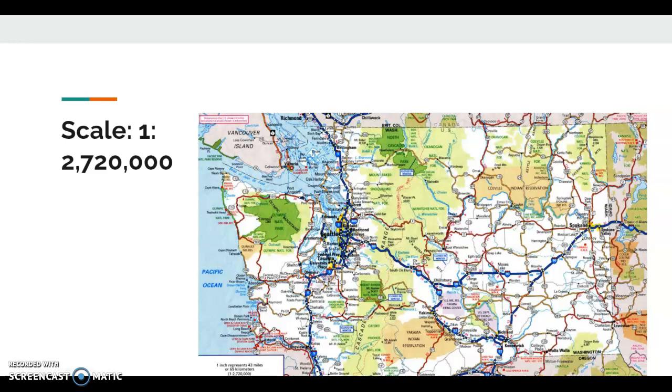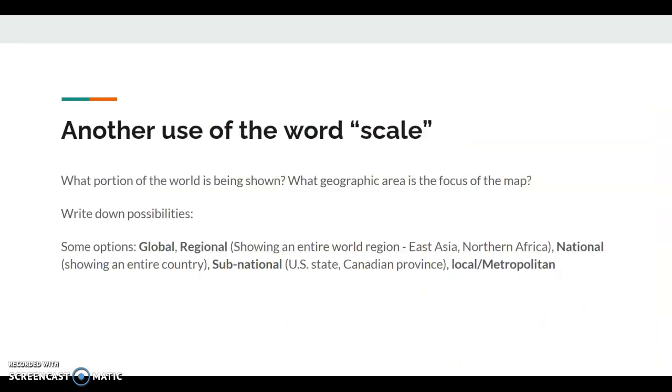Another way, and probably the way that we will use the term scale the most, are going to fall into the next two categories. So essentially the answer to the question, what portion of the world is being shown? What is the geographic focus of this map? Which geographic area is the focus of this map? So some possibilities, like I said, we could be looking at a world map at a global scale. We could be seeing an entire world region, such as East Asia or Northern Africa. We would call this a regional scale. We could see an entire country, so this would be at a national scale.